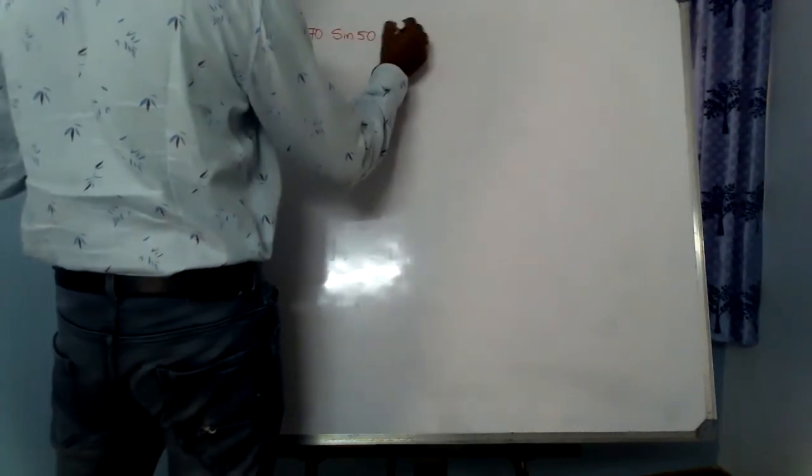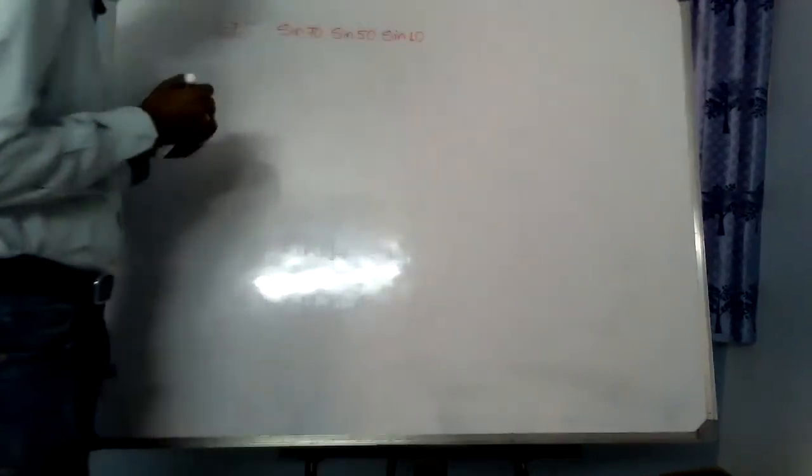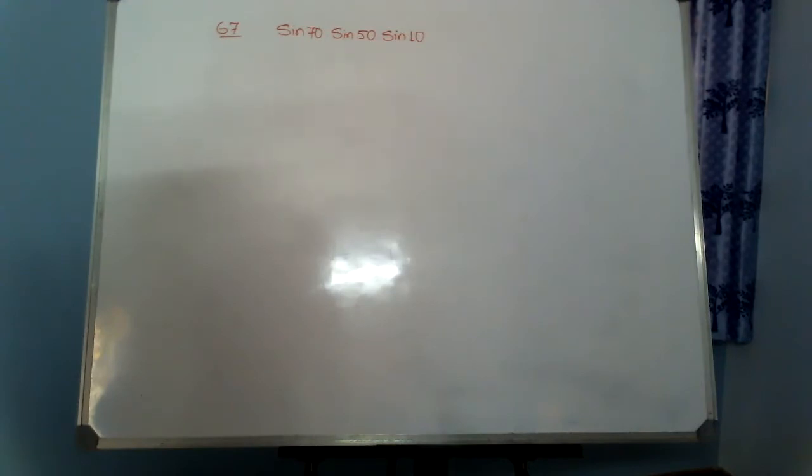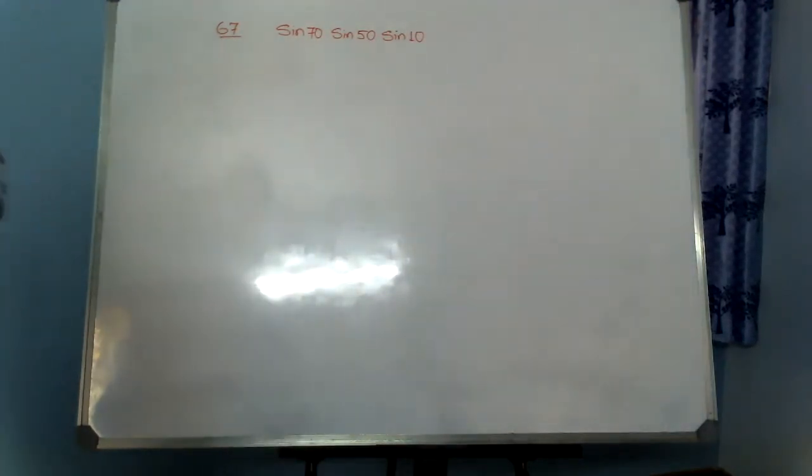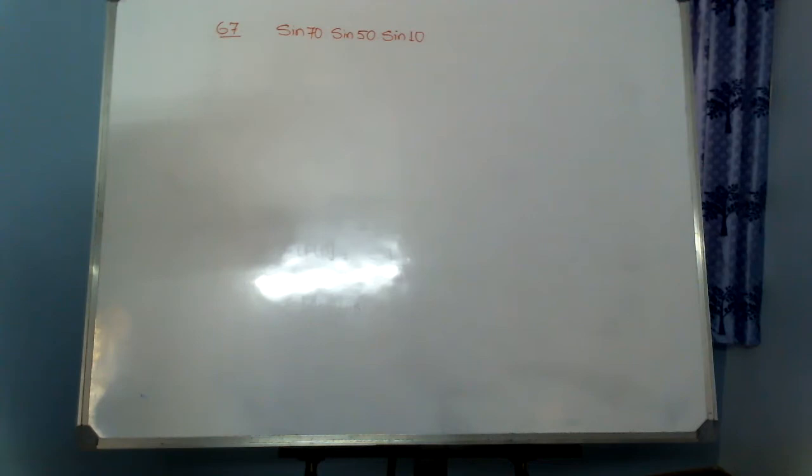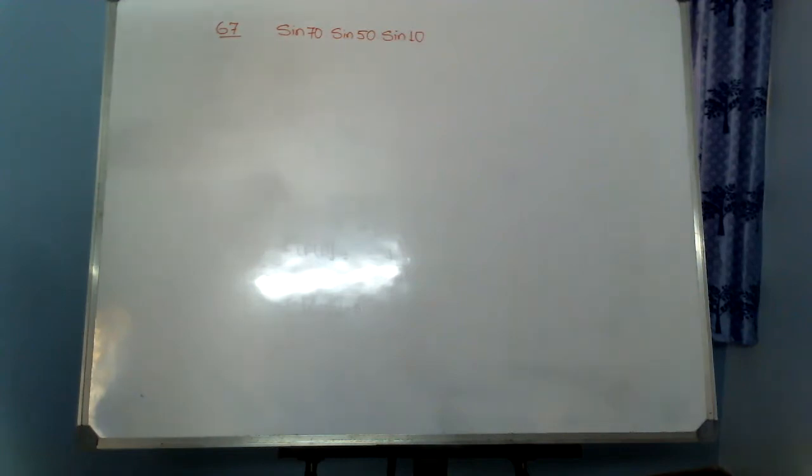Now you might be thinking, is there any formula for sine A into sine B into sine C? No, there is no formula. If we want, we can make it, but it will be a bit lengthy. So what do we do in such a situation if we do not have such a formula? No idea? Okay, we can apply the sine A and sine B formula here.